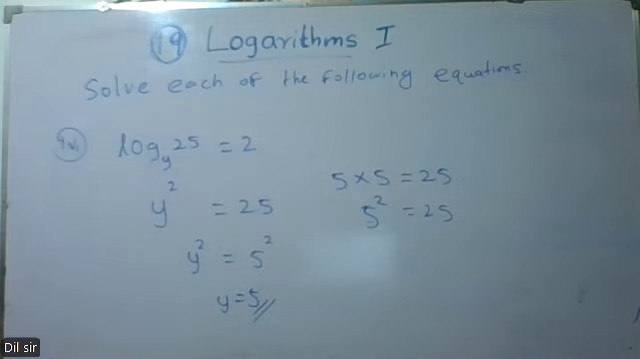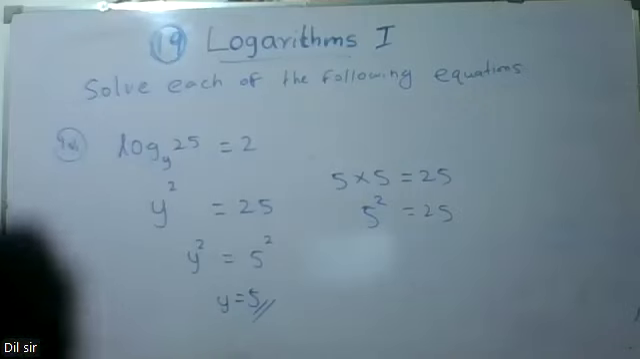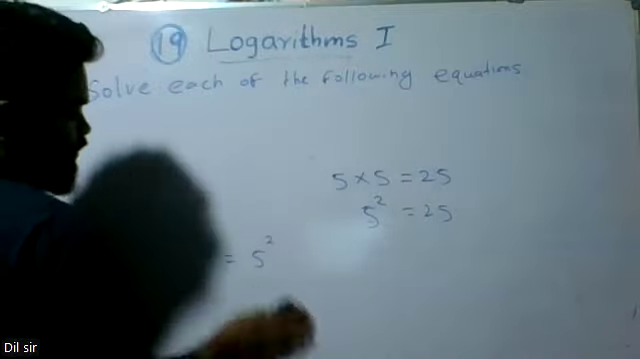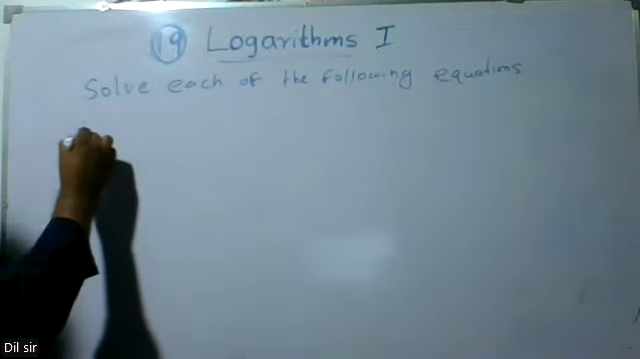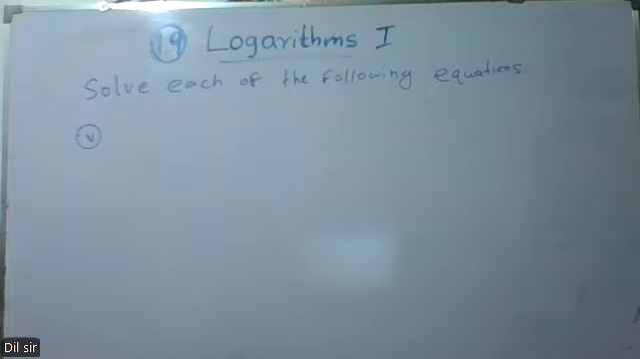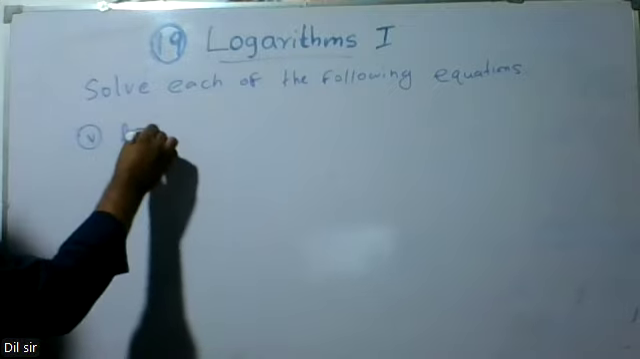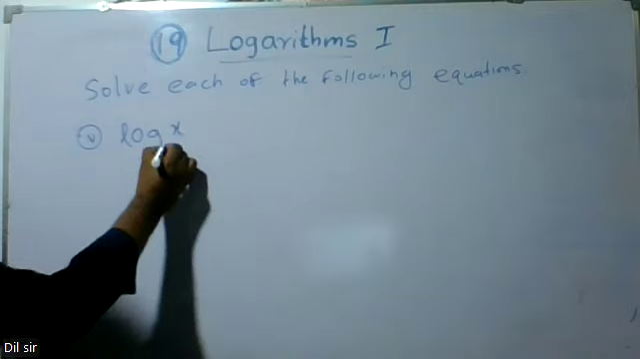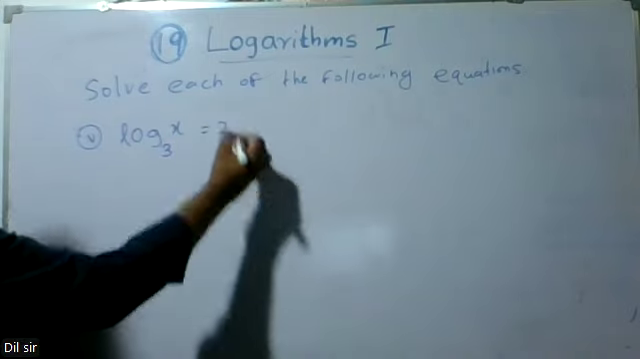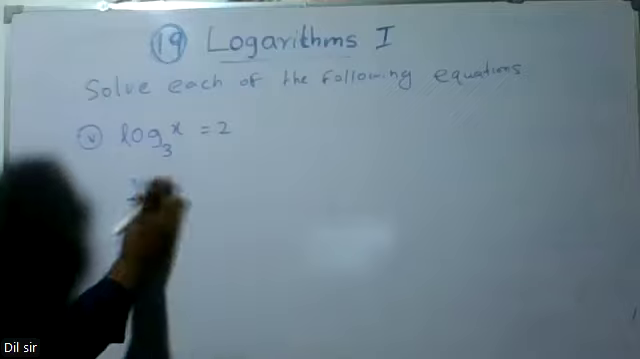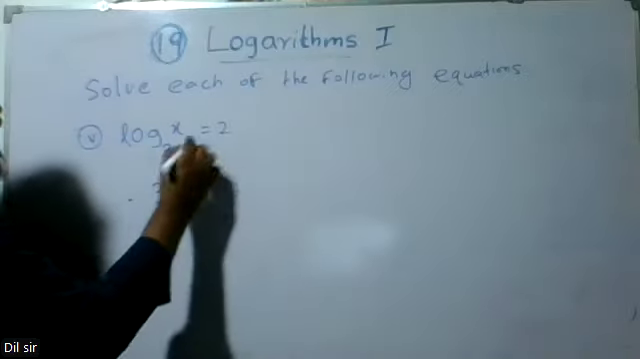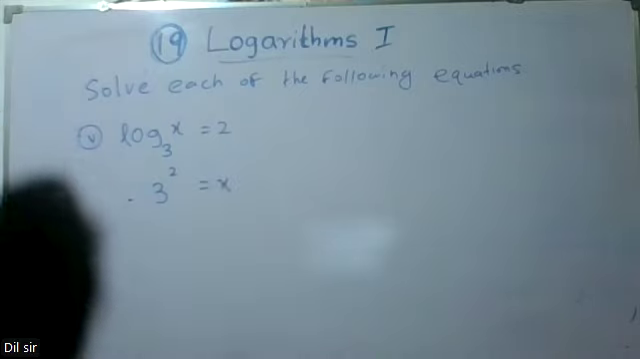Hurry up now, let's go to the fifth one. Only another two, the fifth and sixth. Logarithm of x to base 3 equal to 2. Now where is the unknown term? The value is the unknown term. Now let's write this in index notation. Base is 3, power is 2, equal to x.